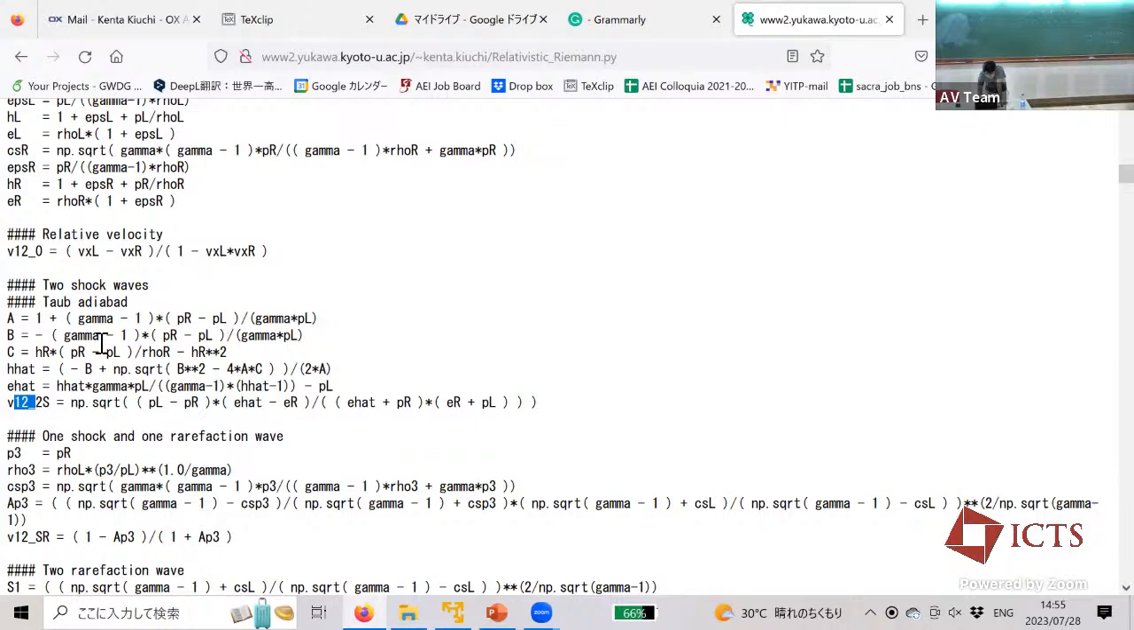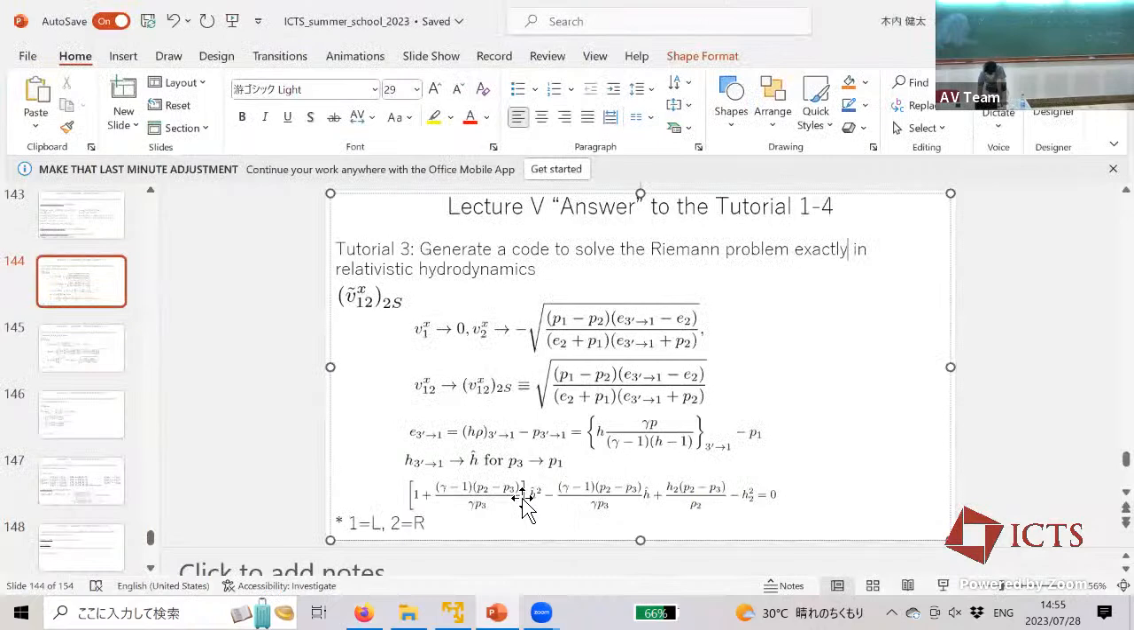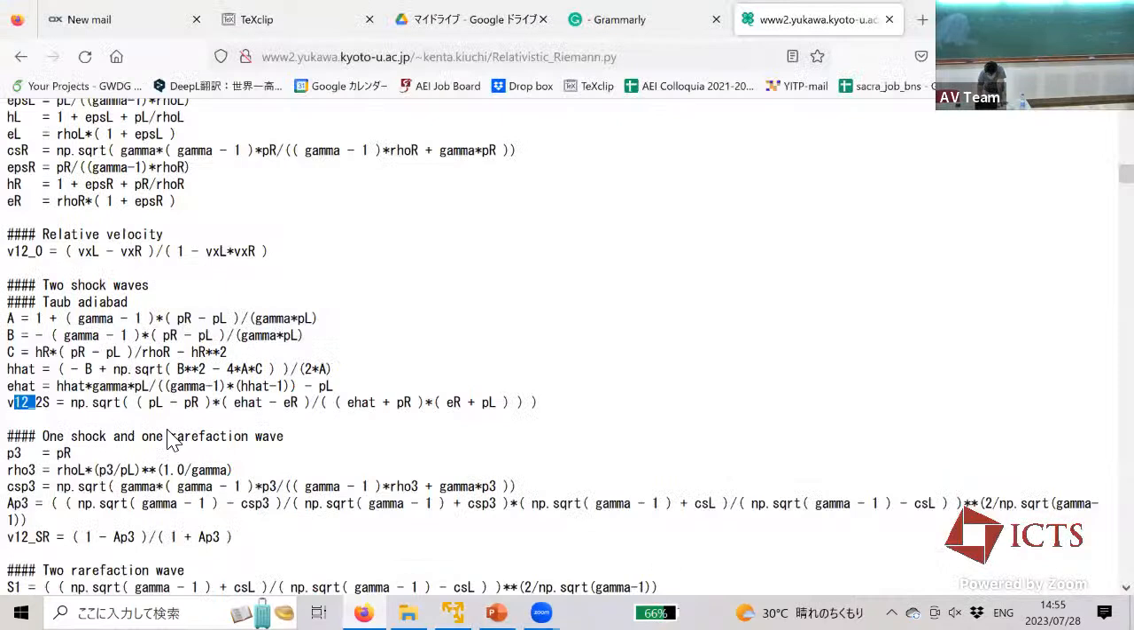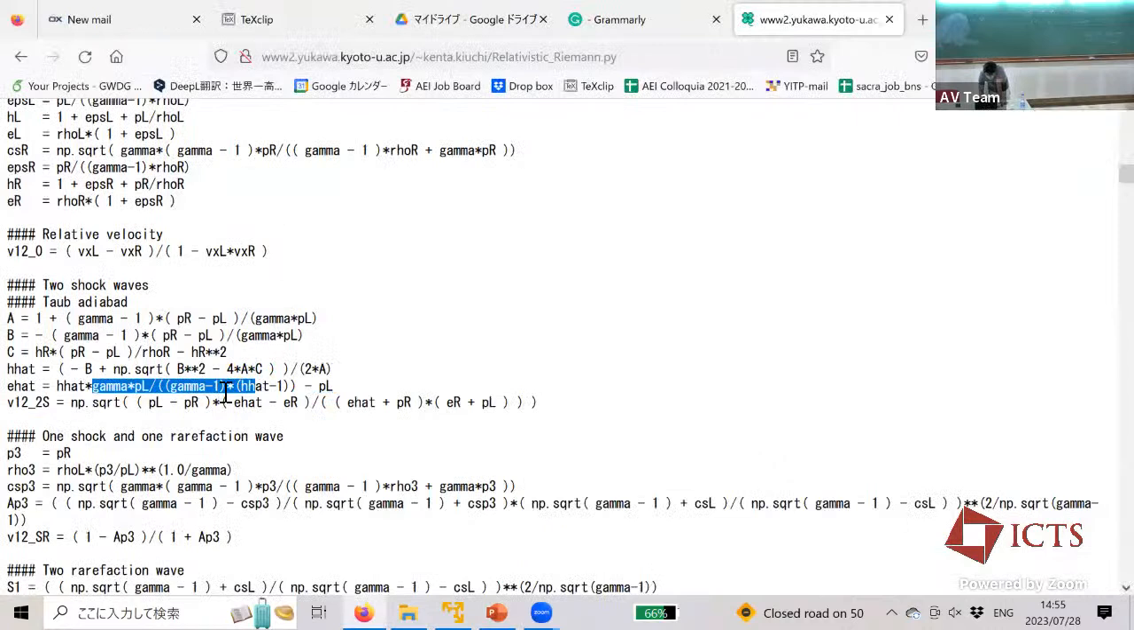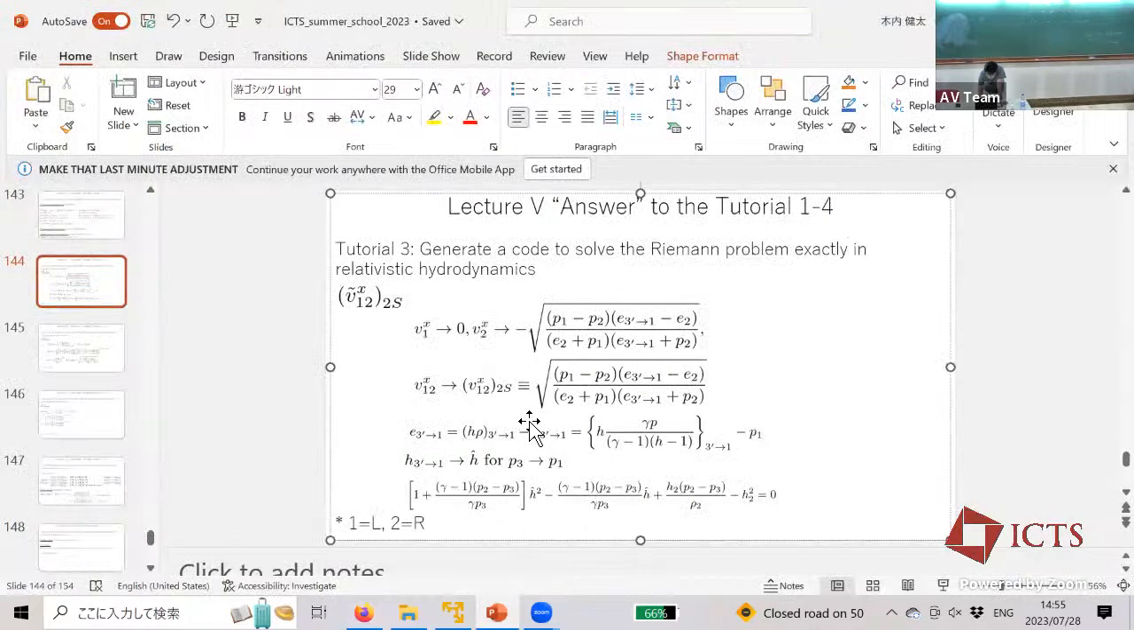B and C are the same. Then you can solve these Taub adiabat equations, and the plus sign of the branch gives you the physical solution. Then you can get the H hat from the solution of those equations. Then E hat is given by this line, which is just a representation of that line. Finally you get V1 2 underscore 2s, described here. So now you have one limiting case for the two shock wave case.